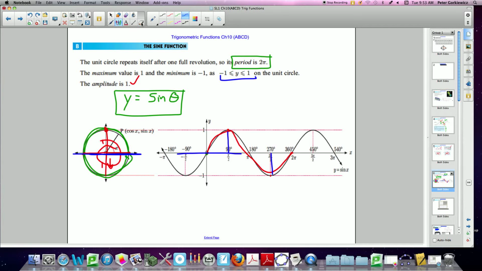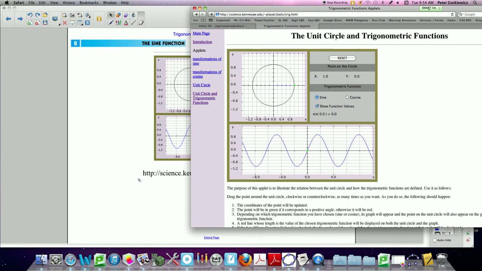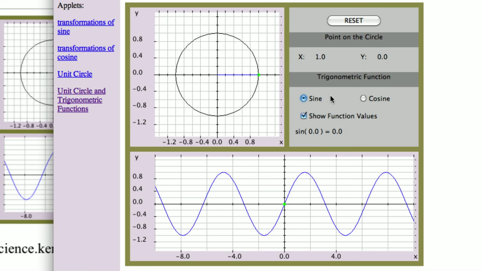Cool. And here's another way to look at it. You can see it here, this is a great tool. You can check it out and mess with this yourself. It's just a nice little website. It looks like this. Here's our unit circle. Here's the sine wave, and this little green dot is this little green dot, right?